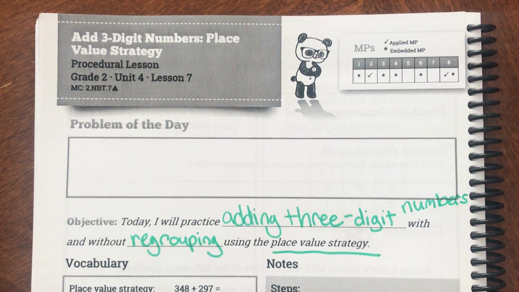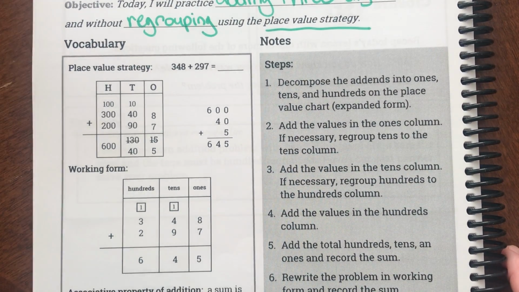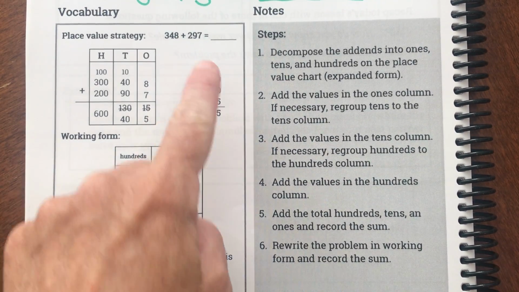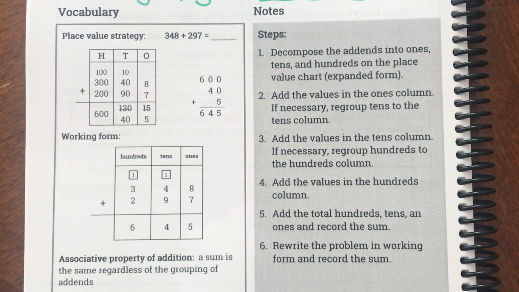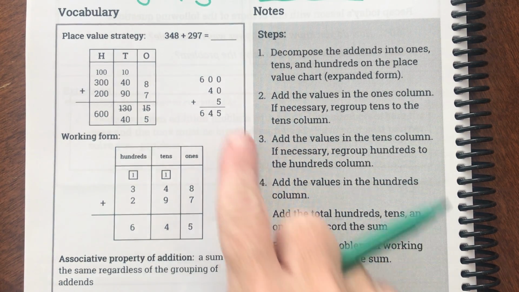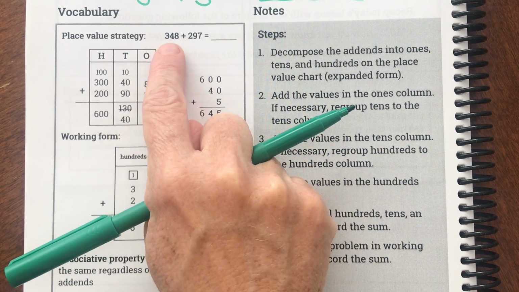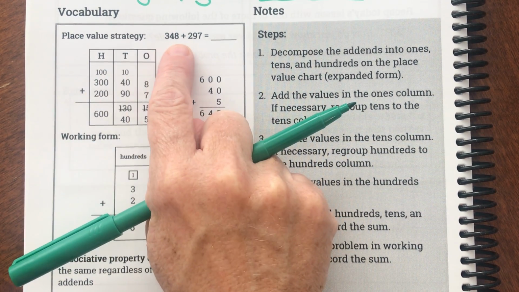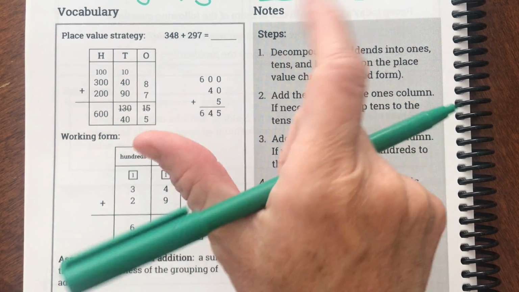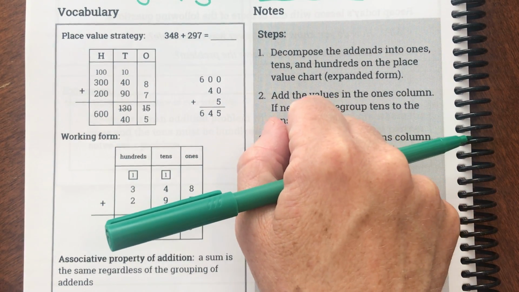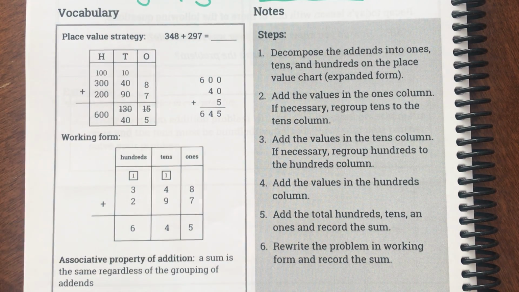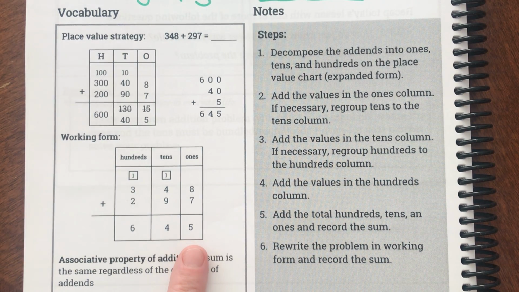Okay, so we've done the place value strategy with 2-digit numbers. Let's look at it to remind ourselves what the place value strategy is. We use a place value chart, and what we do here in the place value strategy is we break up our number by decomposing it or putting it in expanded form. So instead of 348, we put 300 plus 40 plus 8. So that's called decomposing our number or putting it in expanded form. And then we use the place value chart. We're also still going to be doing working form on the side as well. We'll still be using working form when we do this.